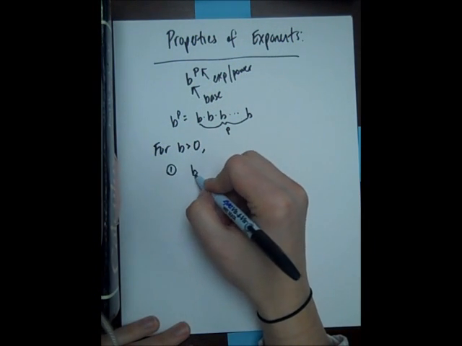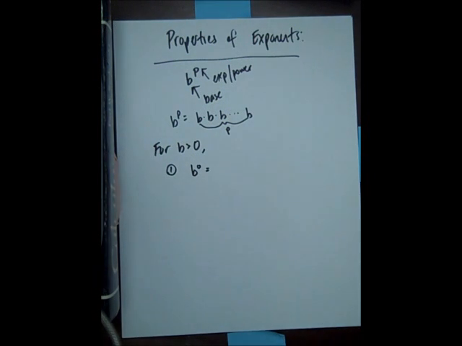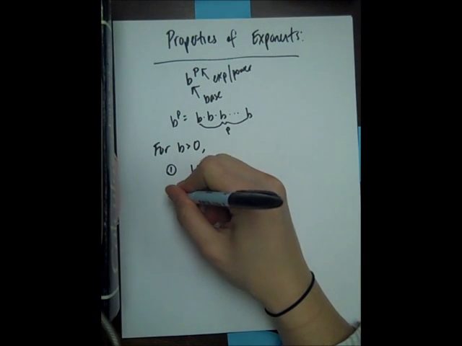The first one is b to the 0. Any base that we raise to the 0 power is going to be defined as 1. So this is true for any base. B to the 0 is always going to be 1.